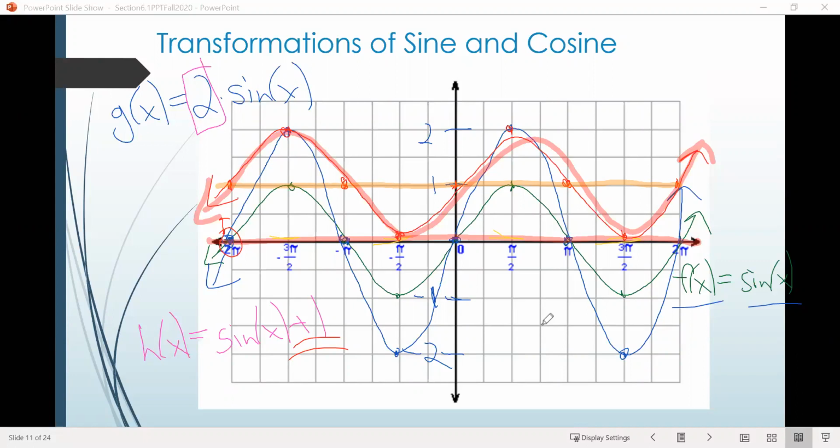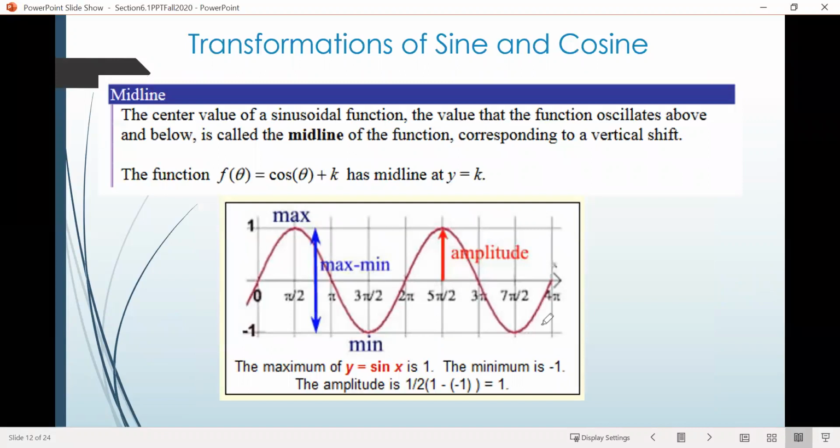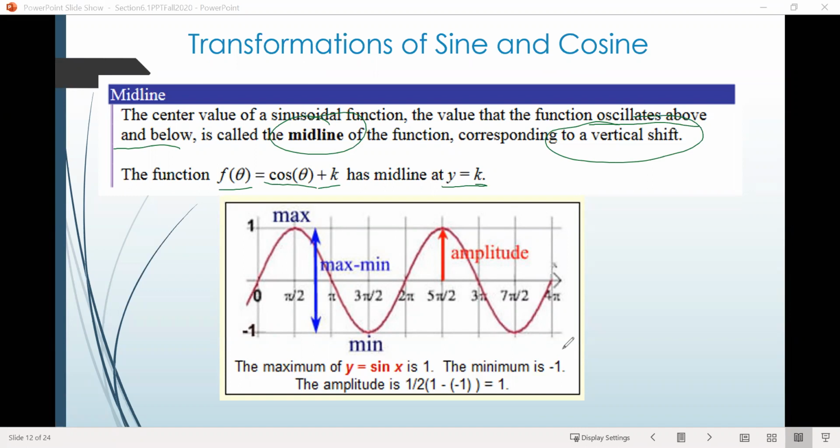Okay. So we can formalize this stuff a little bit more with some terminology. As I've already been using, the midline of a sinusoidal function is the value that it oscillates above and below. And it also corresponds to the vertical shift. And so because of that, if we have a function like, say, f of theta equals cosine of theta plus k, or this will also work if it's sine of theta plus k, the midline then will be a horizontal line at y equals k, or whatever our output variable is equals k.